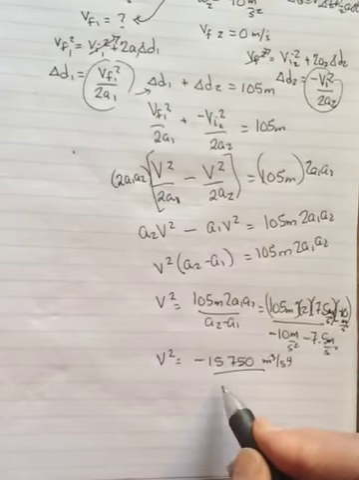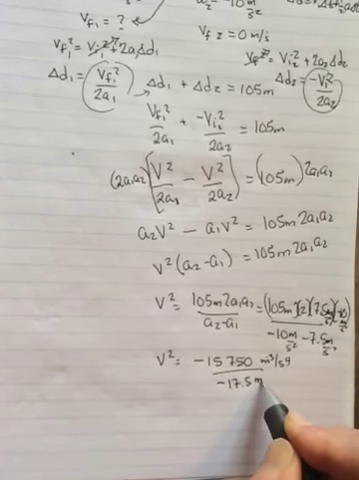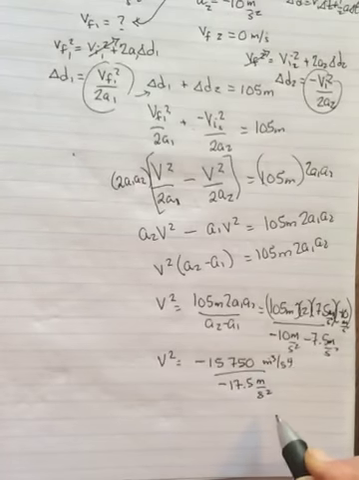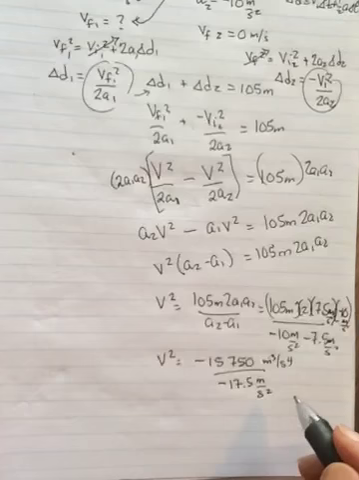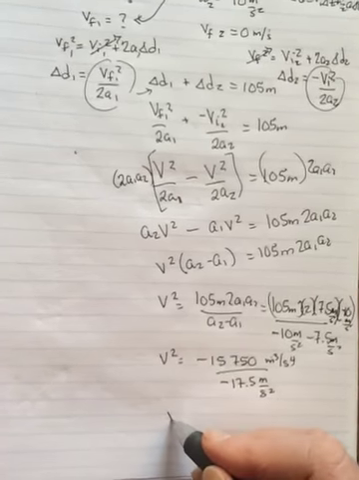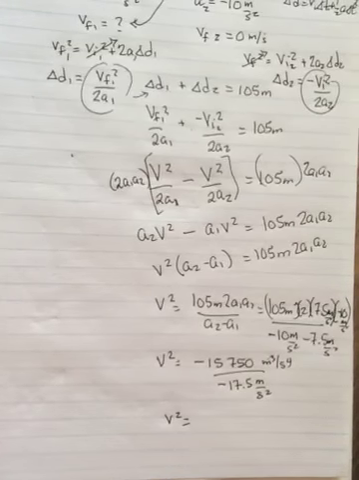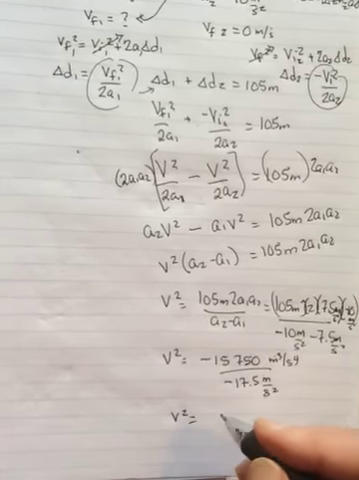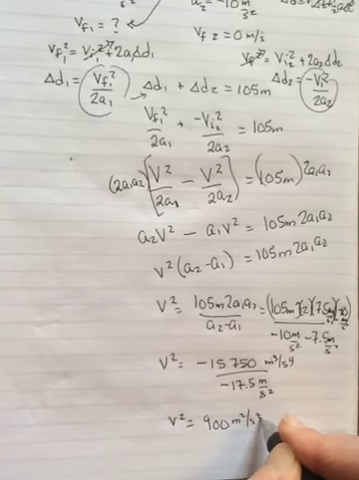And on the bottom, negative 17.5 meters per second squared. So 1 meter and a second squared will cancel out. We'll be left with meters squared per second squared. So, oh, and the negatives will disappear. So divide by 1750. You get a beautiful 900 meters squared per second squared.